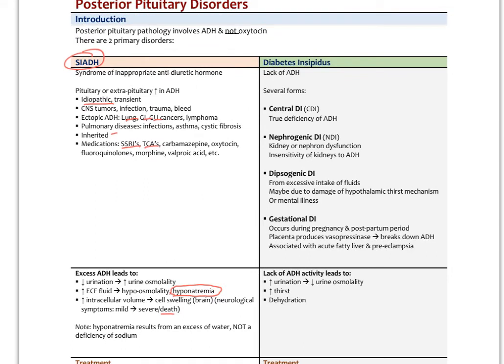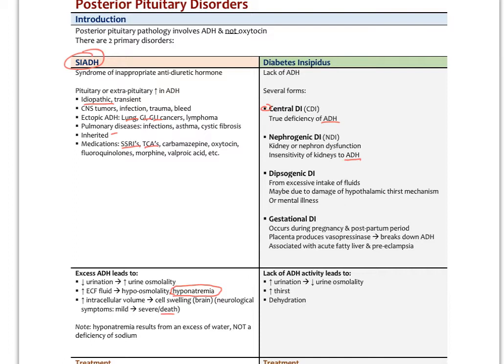The other would be diabetes insipidus, and that's a lack of ADH. There are several forms. The most common is central, and that's where we get true deficiency of ADH from the posterior pituitary. It's also called neurogenic, not nephrogenic, but neurogenic DI, so central or neurogenic DI. Nephrogenic DI, NDI, would be from a kidney or nephron dysfunction where the kidneys become insensitive. Those ADH receptors just are not sensitive in the kidneys to ADH. So in those cases you can have usually high ADH, but at the end stage you're not getting the effects of ADH.